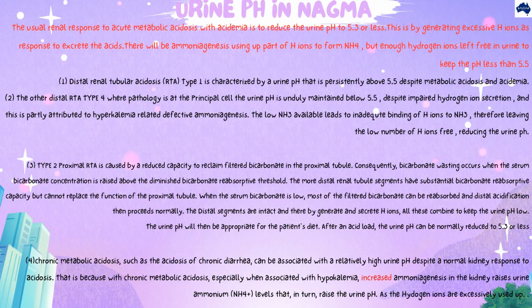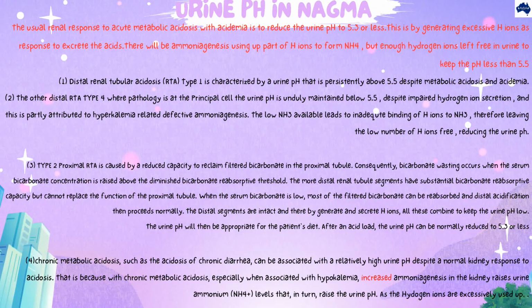The third type of RTA being the type 2 proximal RTA, where the defect is in the proximal convoluted tubule. Here you have a defect of reabsorbing or reclaiming the filtered bicarbonate. So you have bicarbonate being wasted in the urine. You would expect the urine to be alkali, pH above 5.5. However, here too you would very commonly find that the urine pH is less than 5.3.